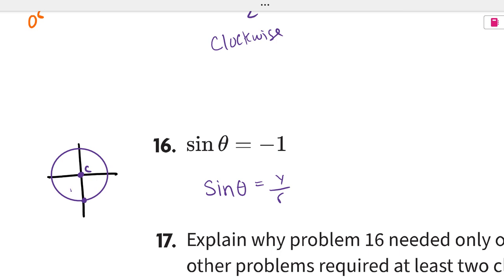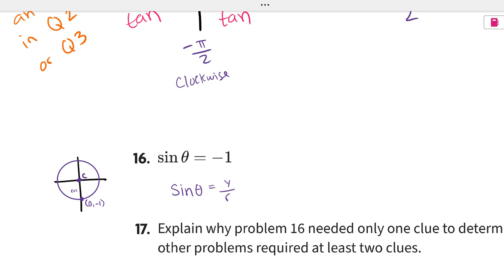That means if my r is, let's say, a radius of 1, and I'm down here, I have a y value of -1 with a radius of 1. Well, there's only one spot where we get that exact answer, so that's why it doesn't need to give us anything else. Our answer is 3 pi over 2, because it wants it between 0 and 2 pi. So I don't even need to pull my calculator out for this.